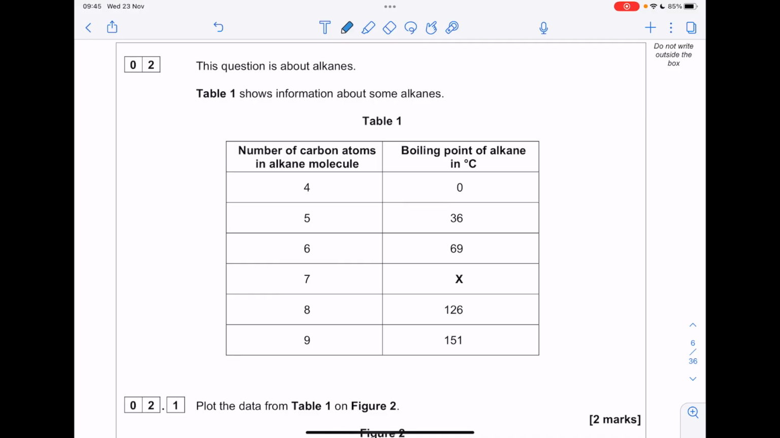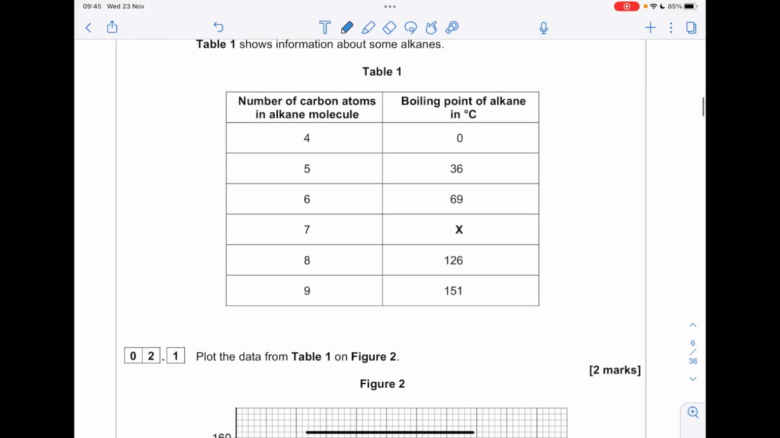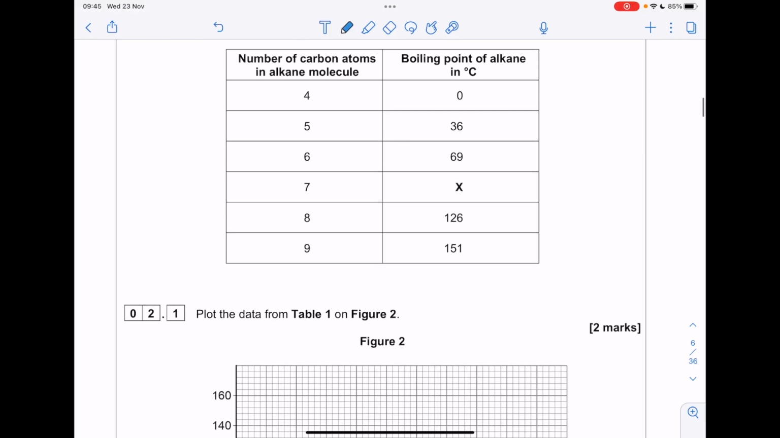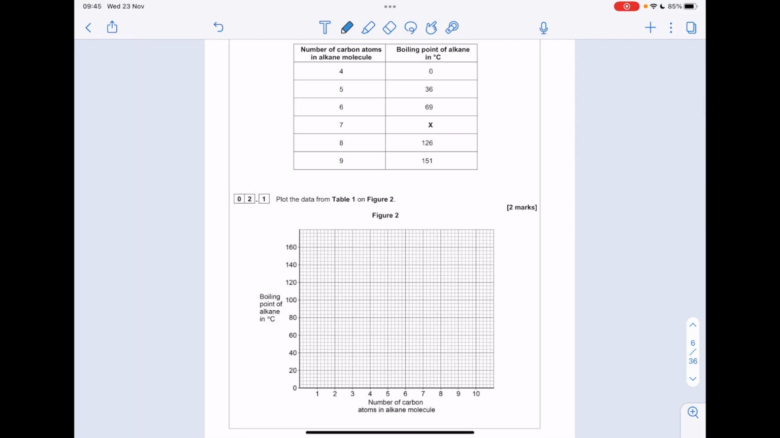This question is about alkanes. Table 1 shows some info about alkanes. Plot the data from Table 1 on Figure 2. Number of carbon atoms 4, boiling point 0. 5, 36. 6, 69. 8, 126. 9, 151.